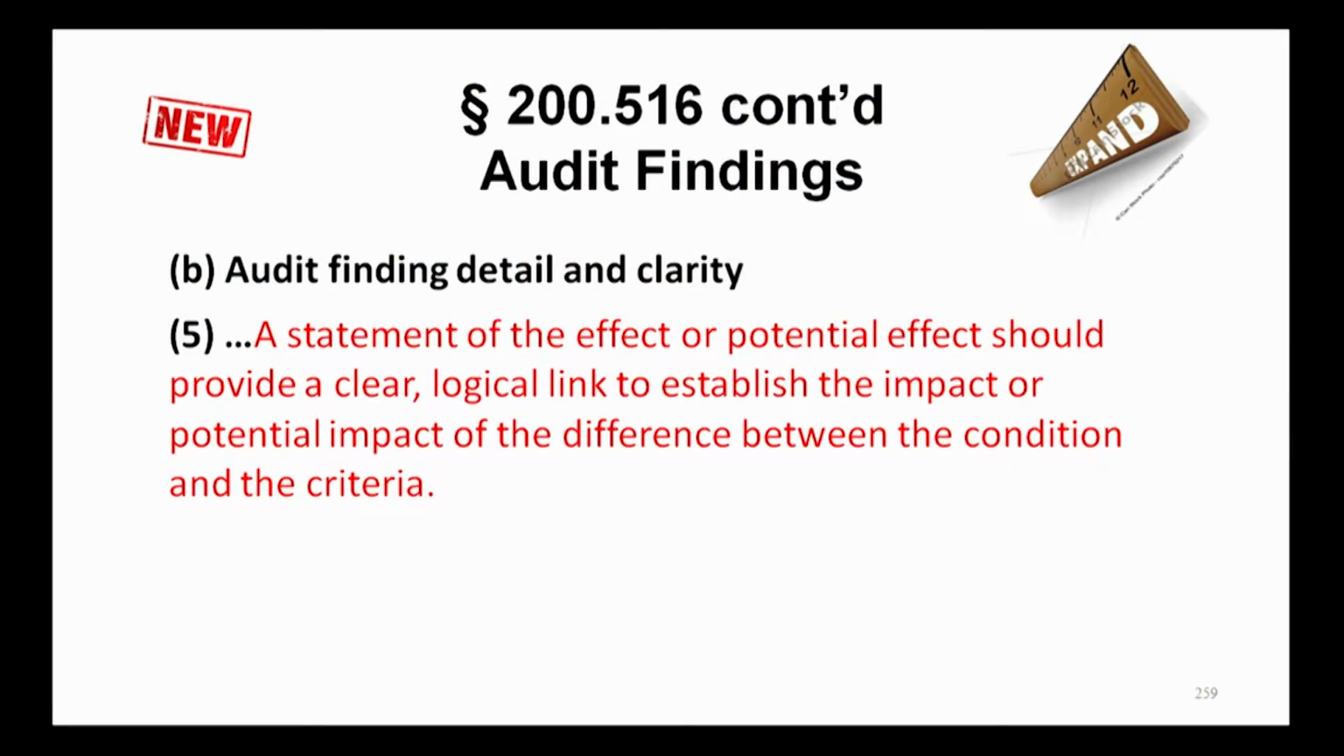Paragraph 5 under B, again, along that same emphasis for detail and clarity. A statement of the effect or potential effect should provide a clear link to the impact. So if we're not meeting the criteria, here's the condition, here's the criteria, so what is the potential effect or impact of that gap?